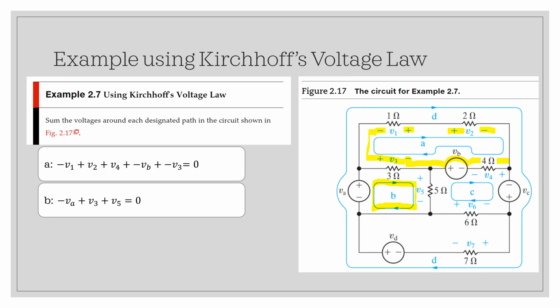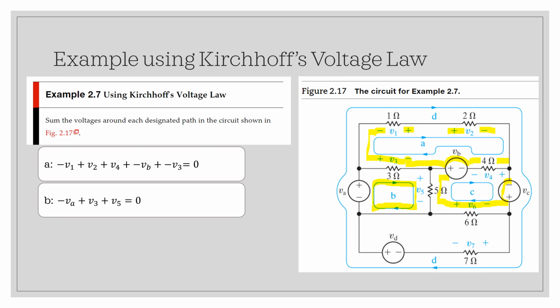And let's look at loop C. Let's start at this voltage source. So we're entering at the negative and exiting at the positive. So that's minus V sub C. Then we enter at the minus terminal of the 6 ohm resistor and exit at the positive. So that's minus V sub 6. And the 5 ohm resistor, we're entering at the negative terminal, exiting at the positive terminal, so that's minus V sub 5.